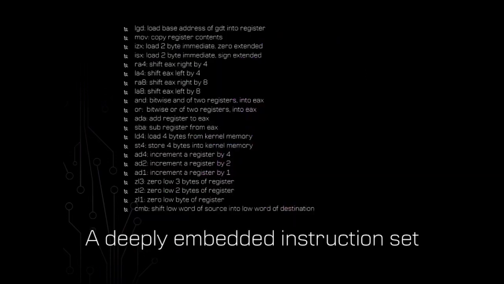I've got instructions to load the global descriptor table. I've got instructions to move data around, load immediate values, read data out of memory, write data to memory. I've got all the basic primitives I need now in order to implement that payload that I was trying to implement.